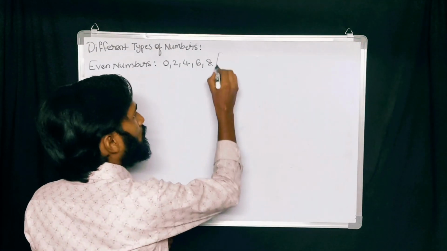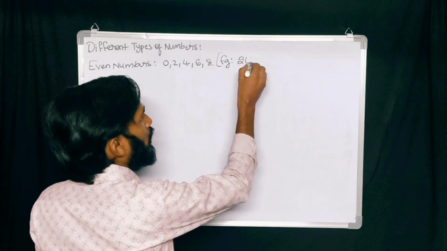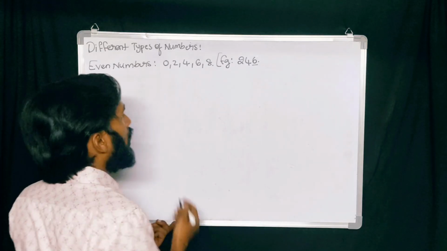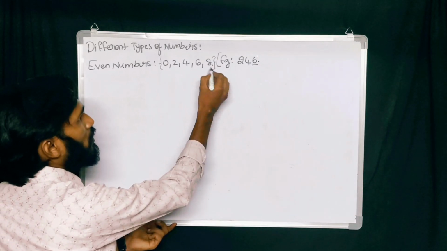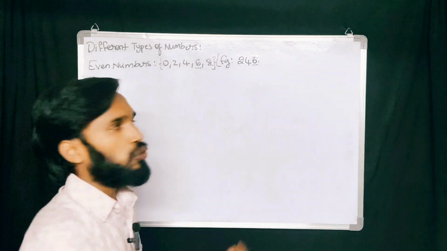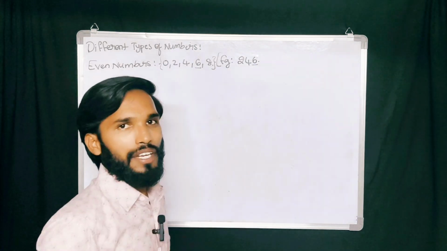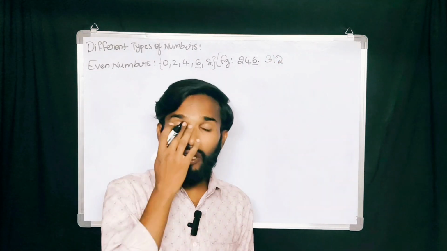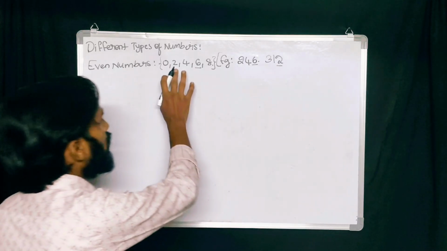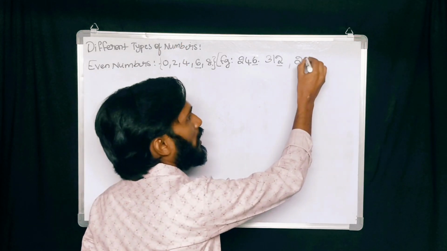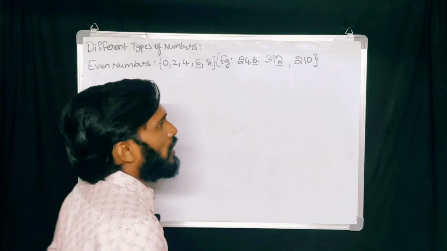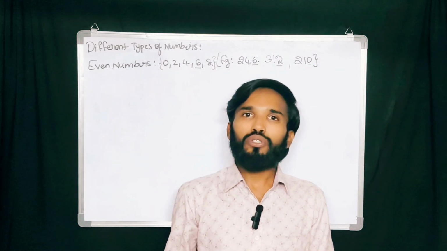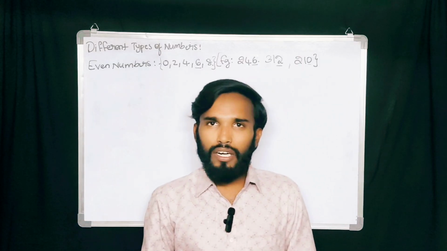Example, see here we have 246. This number is ending with what? 6. And 6 is in which numbers? Even numbers. So 246 is known as an even number. Next take 312. The number is ending with 2, which is an even number. And next take 210. The number is ending with 0. So the numbers ending with 0, 2, 4, 6, 8 are called even numbers.